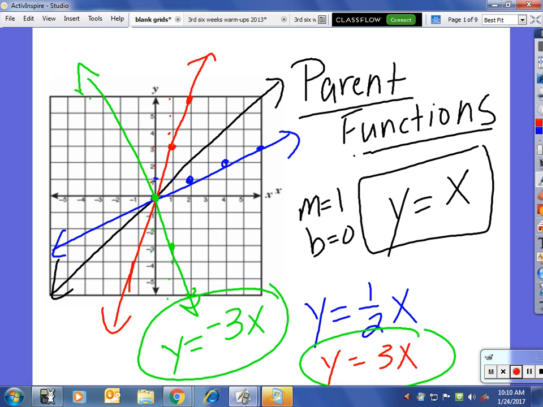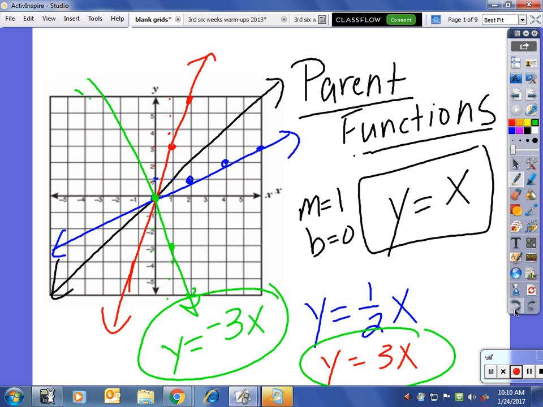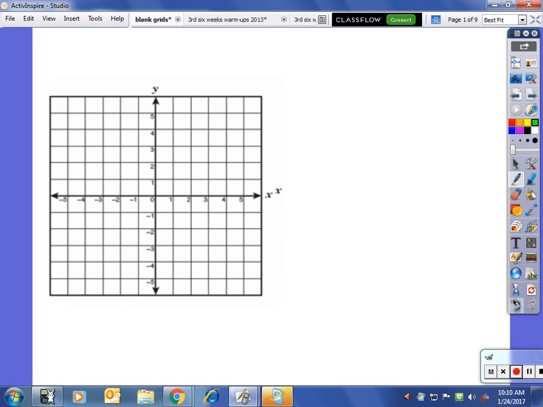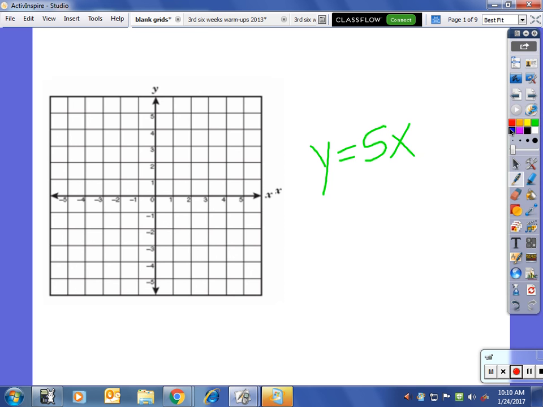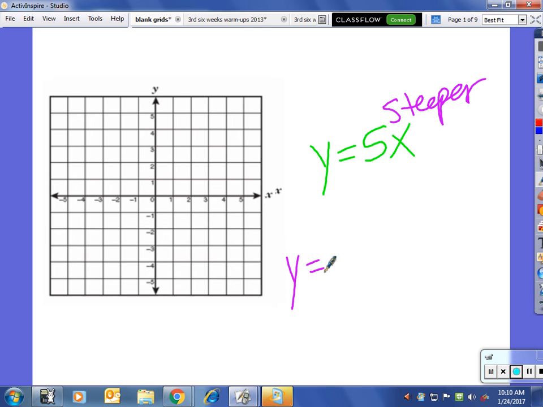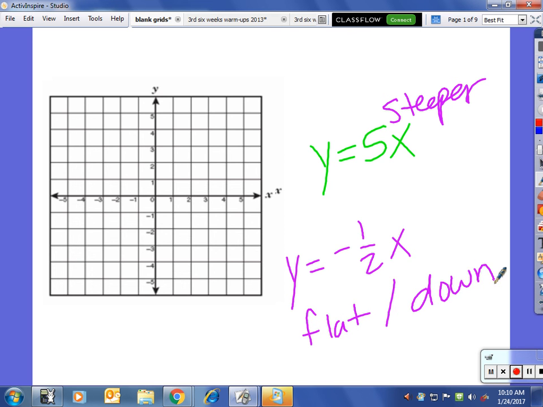If you saw this question on a test, how does y equals 5x compare to the parent? It's steeper. Absolutely steeper. Way steeper. Okay? How does y equals negative 1/2 x compare back to the parent? It's flatter and it's going down instead of up. The parent function's going up. So do you understand how slope changes the line?